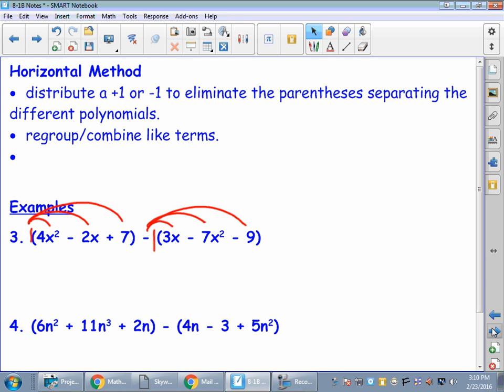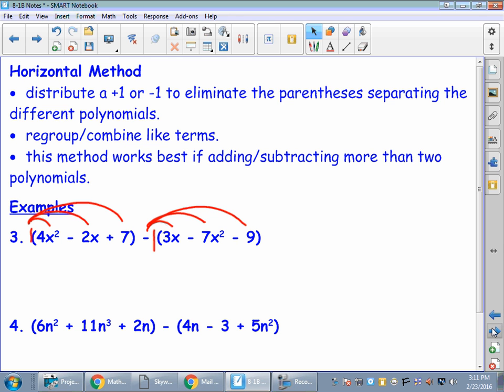Now the regrouping part, some of you might want to physically regroup them, and others maybe can regroup in their head. It's going to depend on how comfortable you feel with that information. So I'll show you both ways. And I believe this method works best if you have more than 2 things that you're going to be adding or subtracting. The vertical method can get a little messy and a little long that way. This is usually the preferred method as we go through algebra, but if you like to line them up vertically, I'm okay with that too.